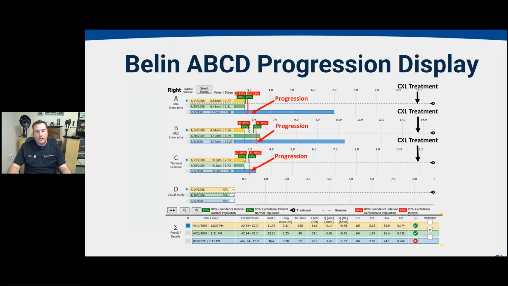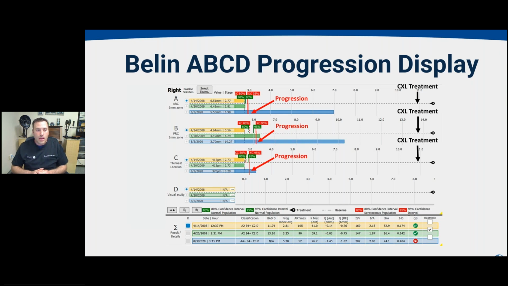The way that this analysis breaks down is it's really broken into 4 components, 3 of which are measured by the device, and the 4th component you have to add in. The A is the anterior curvature around the 3 millimeters around the thinnest point. The B is the posterior, or back, curvature around that same 3 millimeters around the thinnest point. The C is the thinnest location, and then the D is the value that you have to add manually, which is the visual acuity of the patient at each exam. We don't typically do that addition, but it certainly can be helpful if you want a quick way of looking at visual acuity change as well.